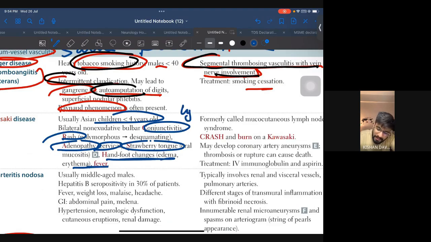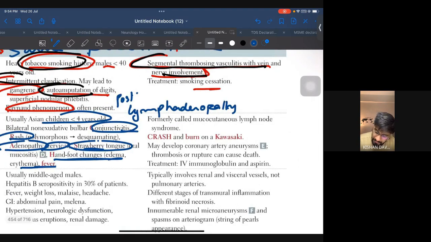Now see how the case will be presented to you. There was a lymphadenopathy, so they will say posterior lymphadenopathy. Why posterior lymphadenopathy? Because they have said cervical lymphadenopathy. So mostly posterior lymphadenopathy they will use. They will use strawberry tongue, they will use conjunctivitis, and they will say erythema on the hand and foot. They will say it like this. Okay, now here you have to remember coronary artery. Coronary artery you have to remember.